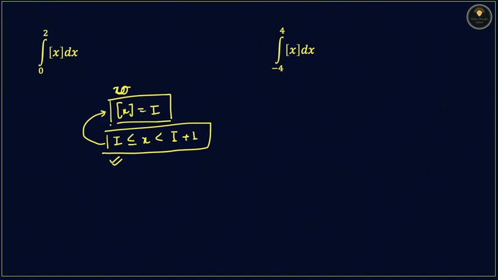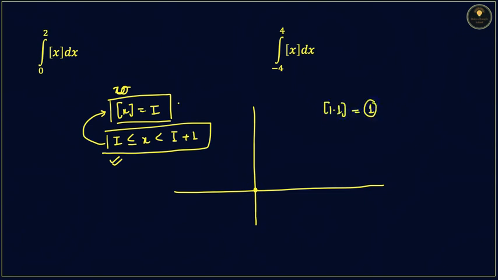If I want to represent this on the number line, or graph, this is the y-axis, this is the x-axis, and this one is 0. If I write 1.1, you will get the value 1 because it leads toward the lower side. So the value of GIF of 1.1 is equal to 1, and 2.1 can also be written as equal to 2.